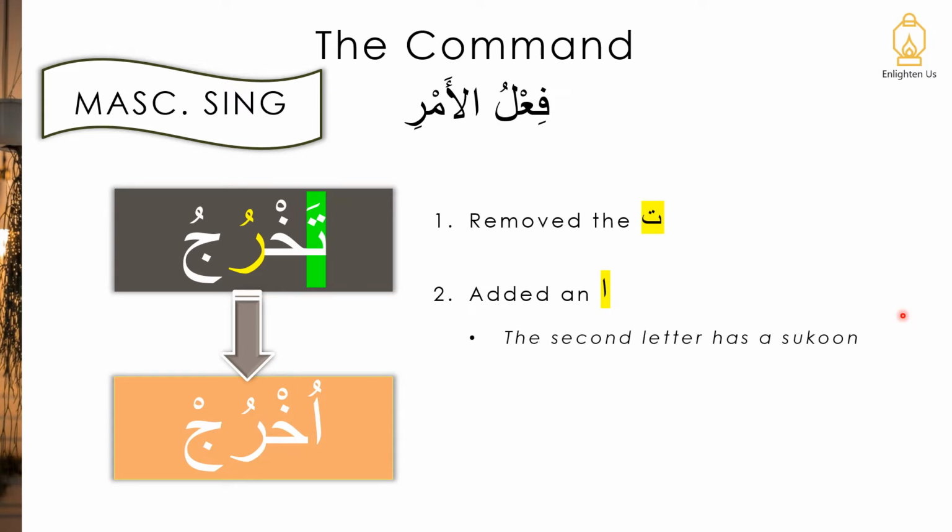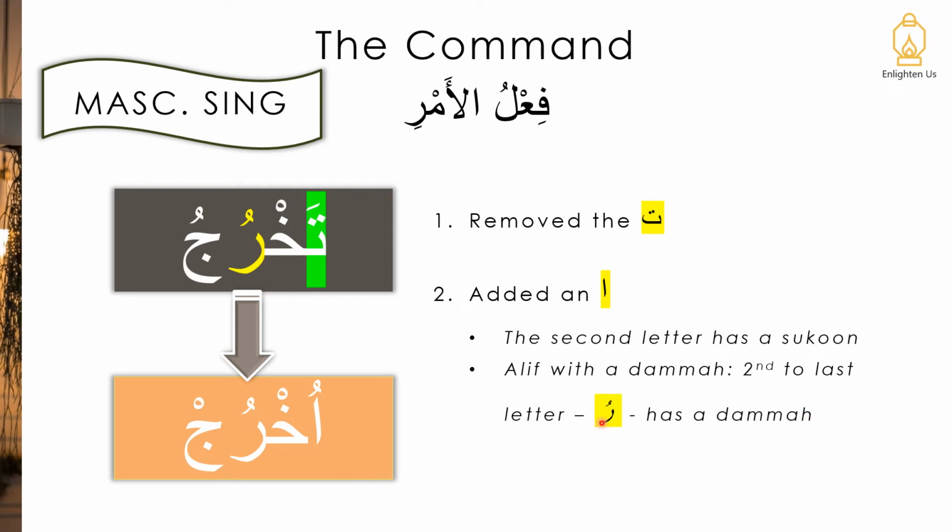If you remember, we said it would need to be necessary to add an alif, and in this case it is, and the reason for that is that when we remove the ta, what we're left with is the kha with a sukoon. Now it's very difficult to pronounce, and for that reason we put an alif in. How do we make a decision about the haraka? Well, we look at the second to last letter, which is quite clearly the ra. The ra has a dhamma, so our alif has a dhamma. And lastly, if you remember, for the masculine singular, it ends in a sukoon. So we've got rid of the dhamma and we've replaced it with a sukoon. Let's have a look at some of our other verbs.